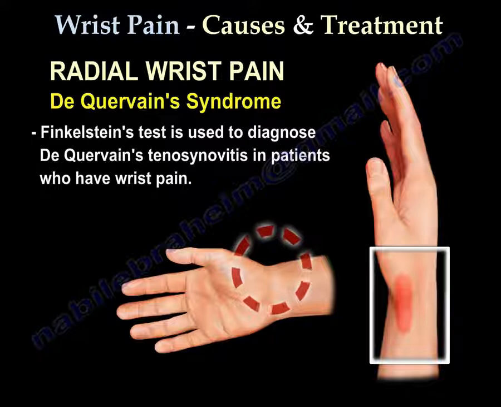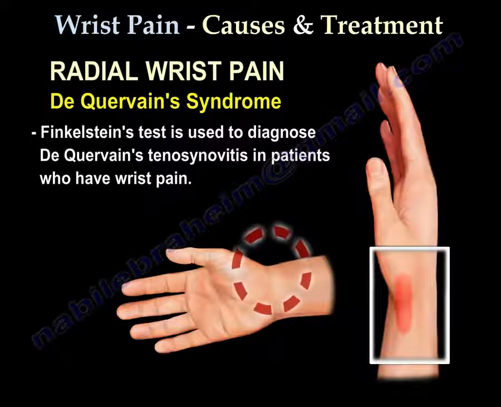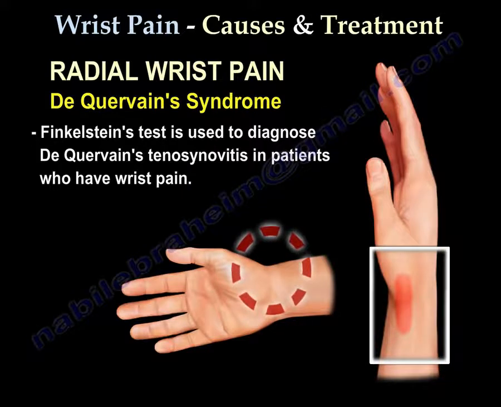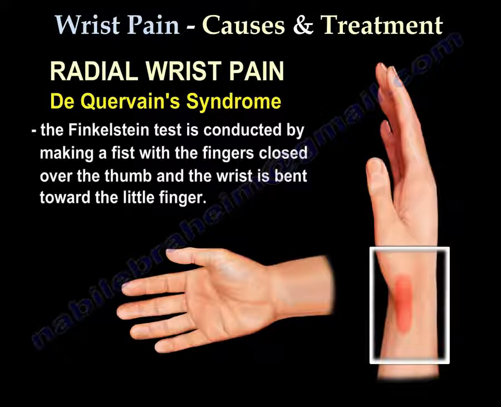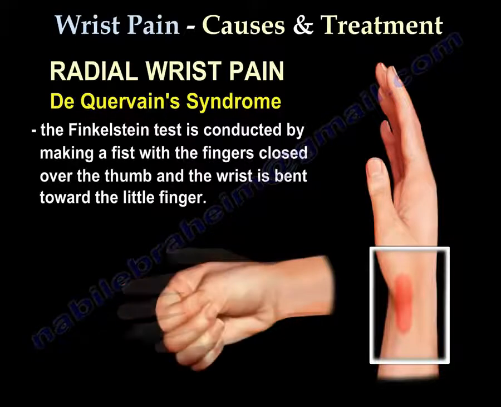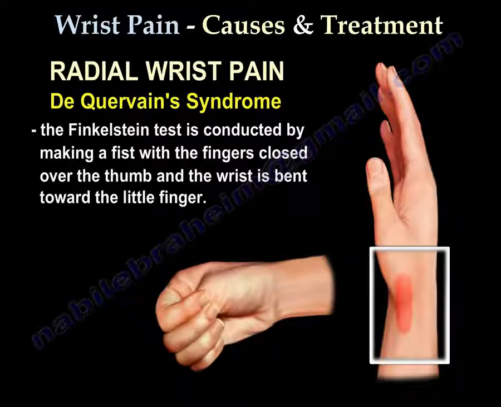Finkelstein's test is used to diagnose De Quervain syndrome in patients who have wrist pain at the radial side. The Finkelstein test is done different ways, but the best way is to ask the patient to make a fist with the fingers closed over the thumb, and the wrist is bent towards the little finger.